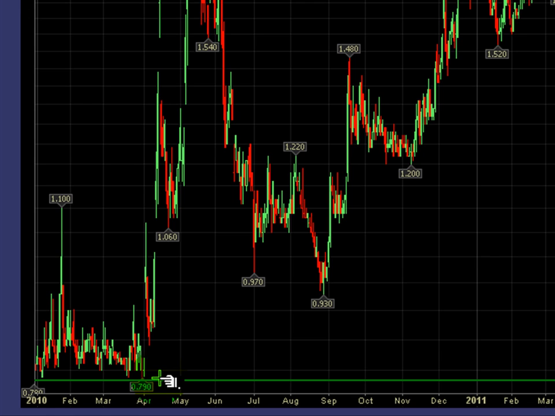Now, support is the action where the demand outstrips supply, or the number of buyers outstrips the number of sellers. We've got more buyers than sellers at a particular price point. The same opposite is true when we're looking at resistance. Resistance is when the supply of a particular security outweighs the demand. So we have the opposite effect. We have a downward reaction at a particular price level.